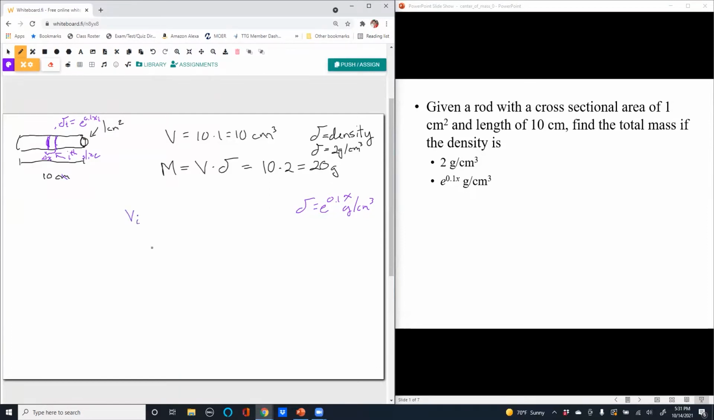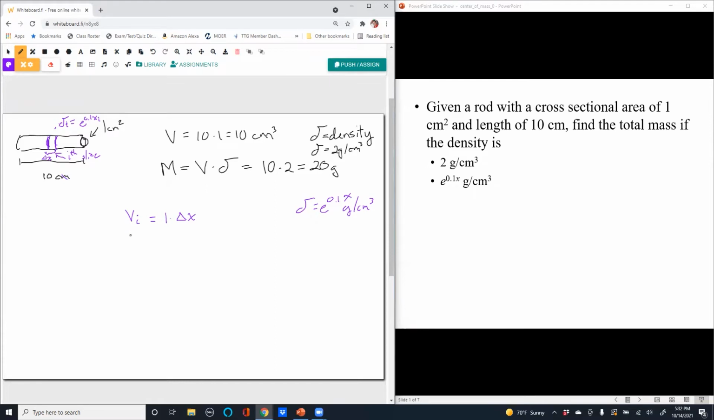First off, we're going to talk about the volume of the ith slice. Well, the volume is the cross-sectional area, which is the 1 square centimeter, times the height, which is delta x. This is in square centimeters. This is in centimeters. That means multiplying them together gives us centimeters cubed, which is the right type of units for a volume. And that's why I put so much emphasis on the units. They can actually help us basically check our answers.